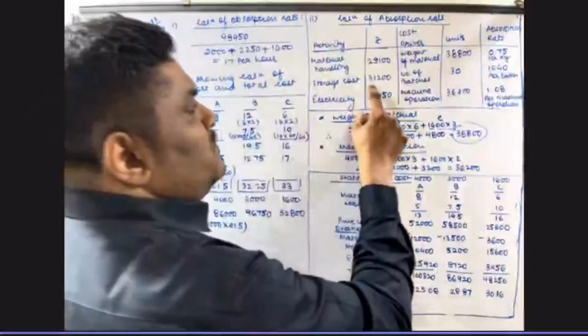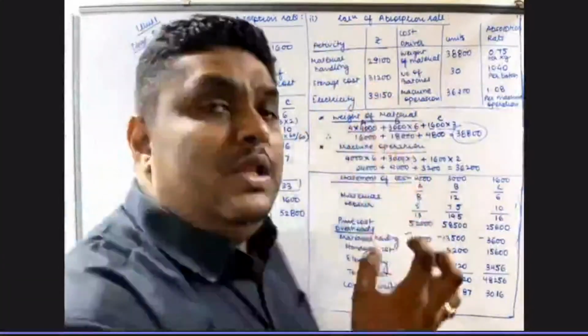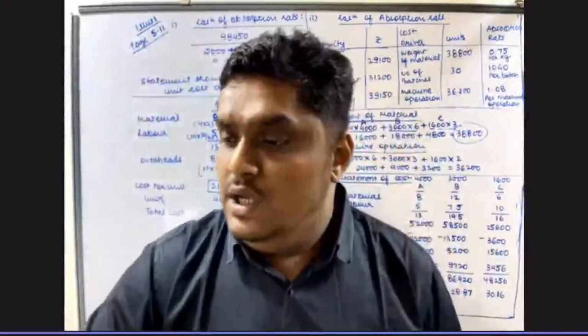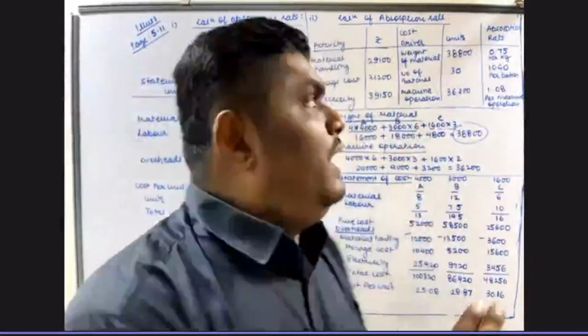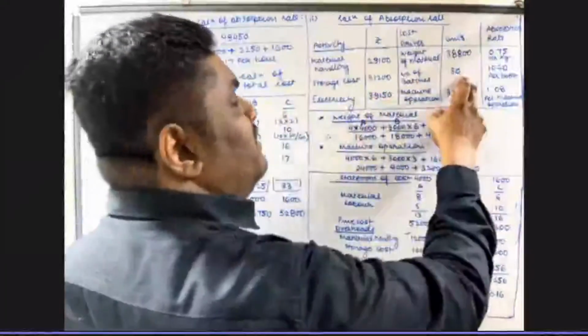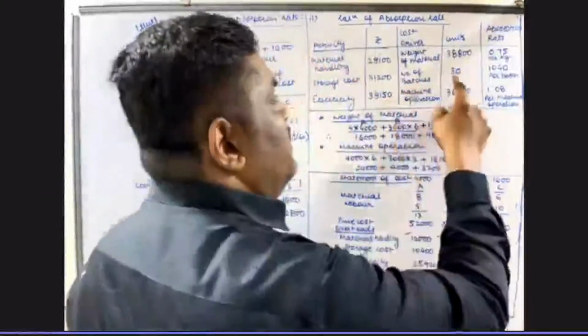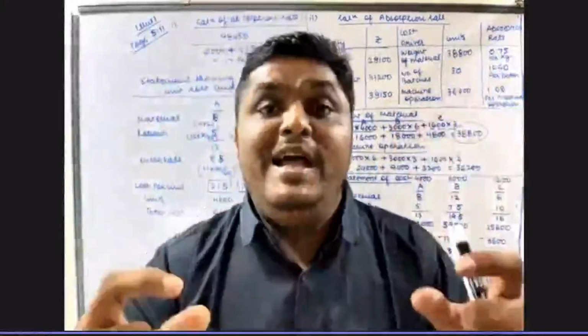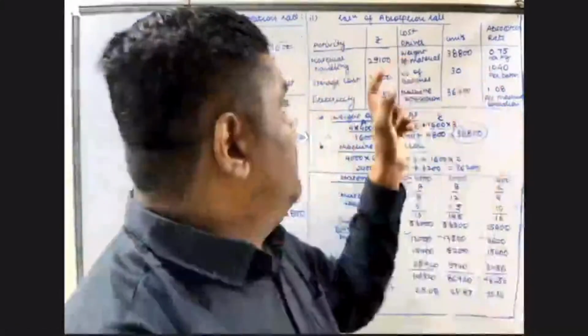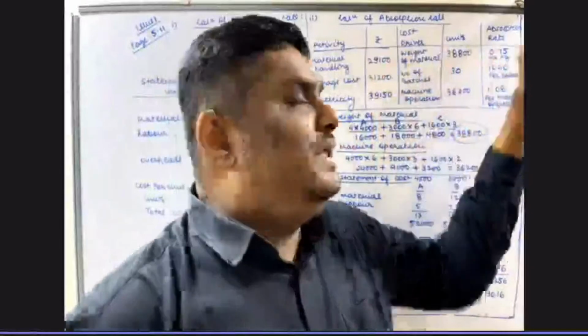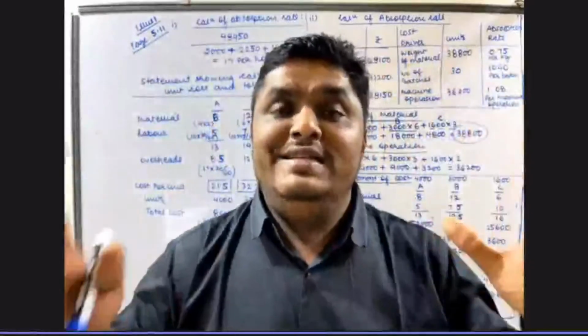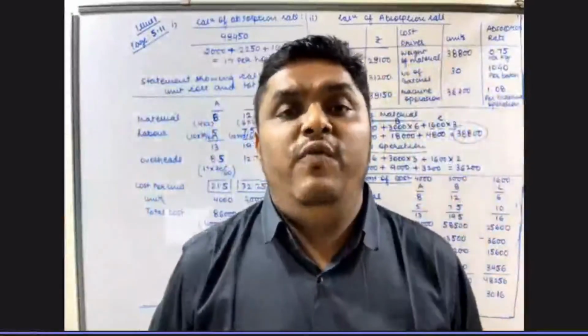When talking about the storage cost, it is to be absorbed on the basis of number of batches. So herein, there are total 30 batches, that is 5, 10 and 15. So total 30. It means what? How much will be the cost per batch? 31,200 divided by 30, 1040. That is the cost per batch is 1040.